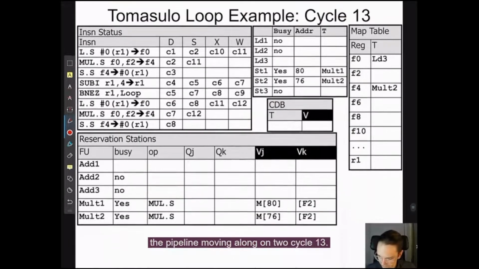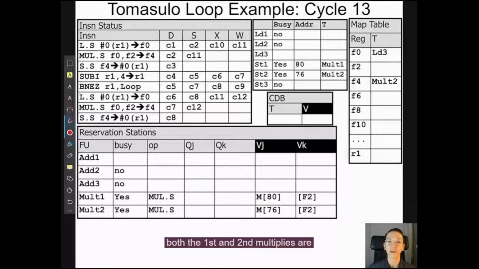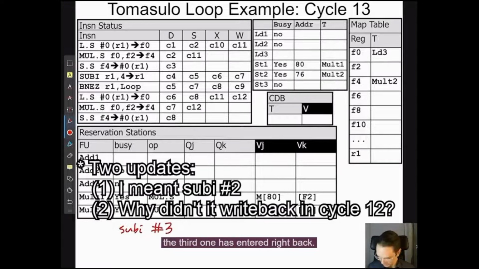Okay, on to cycle 13. At this point, both the first and second multiplies are executing, and the first and second stores are waiting for their result. And what you can't see, because our instruction status table is too short, is that the subtract instruction number 3, the third one, has entered write back. And the CDB is available, so we broadcast its tag and value of 72, so that's 80 minus 4 minus 4, over the CDB. If you look back at cycle 12, you'll see that there's a tag match on the register name R1. So we write 72 to R1 in the register file.